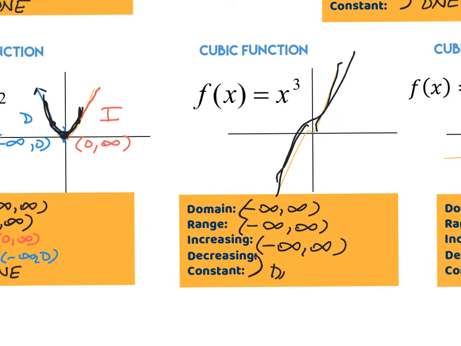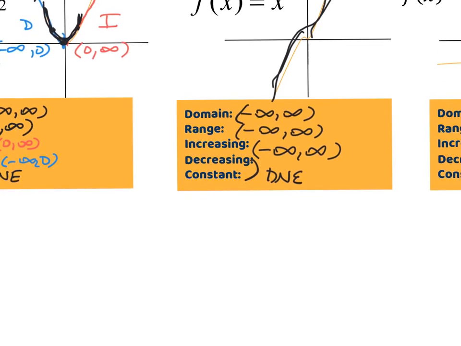Both of these are DNE. You had one of these in the homework last night. It looked like it was constant, but honestly it's just hovering over that axis. If it were a negative x cubed, then it would be reversed. It would look like this. But this one is actually increasing over the entire interval, or this one would be decreasing over the entire interval when it's a negative x cubed.